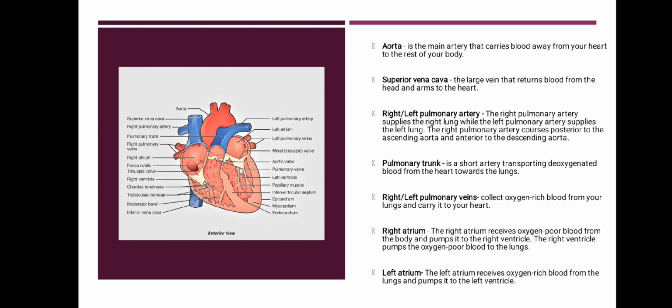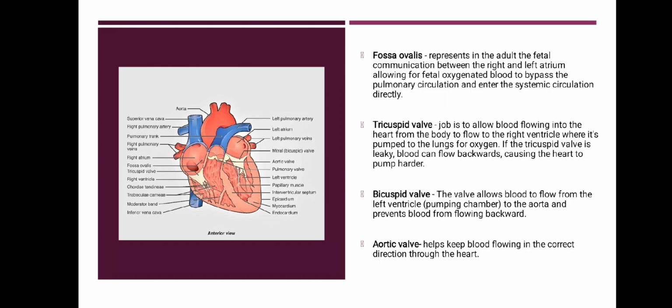Right atrium. The right atrium receives oxygen-poor blood from the body and pumps it to the right ventricle, and the right ventricle pumps the oxygen-poor blood to the lungs. The left atrium. The left atrium receives oxygen-rich blood from the lungs and pumps it to the left ventricle. The fossa ovalis represents in the adult the fetal communication between the right and left atrium, allowing fetal oxygenated blood to bypass the pulmonary circulation and enter the systemic circulation directly.